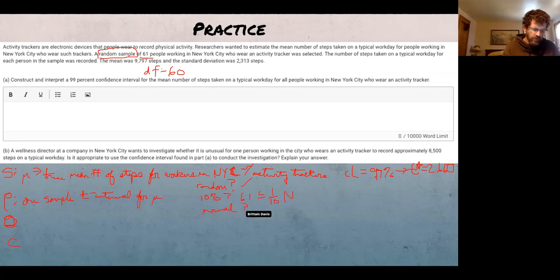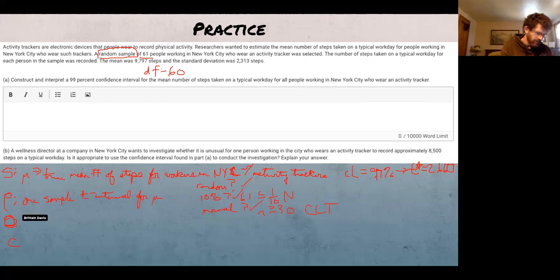And then is it normal? Well, we have a sample size of 61. So n is greater than or equal to 30. So the central limit theorem takes over. It doesn't matter the shape of the population distribution. We will have a normal sampling distribution, approximately normal. All right, we're good on all fronts here.